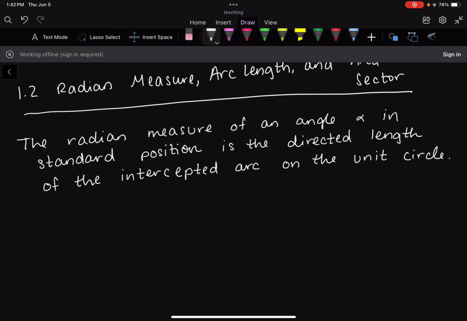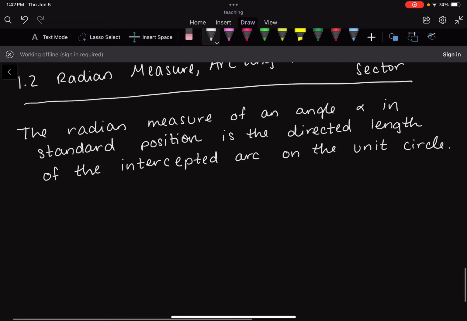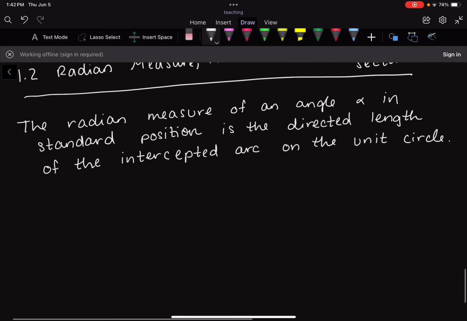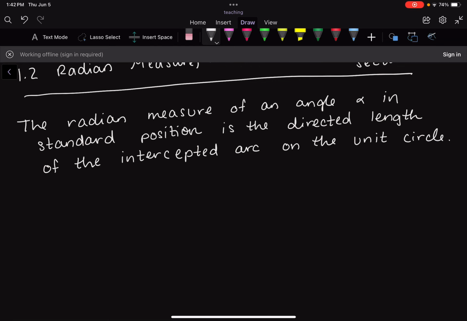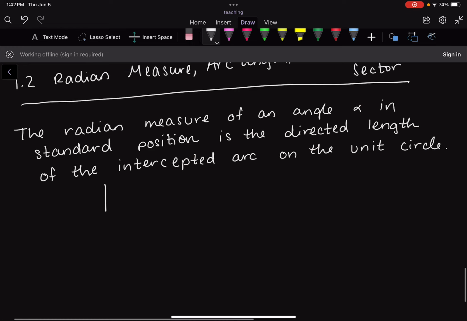There's also a bunch of stuff in here that we have not really defined yet. So standard position is really just meaning where we have our initial side on the x-axis. So how we described angles in the previous section. Directed length just means a length that has some direction with it as well. So for instance, if my angle is all the way, obviously this is the initial side, and it's all the way over here, so I have some directed length of the intercepted arc. What does that mean? And also on the unit circle.